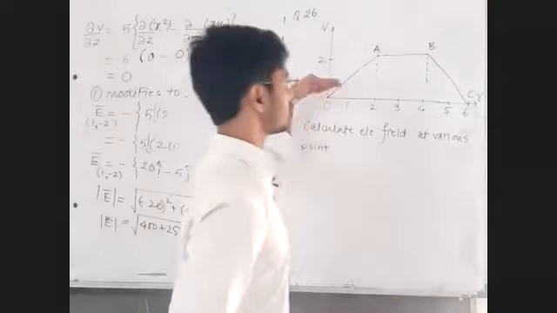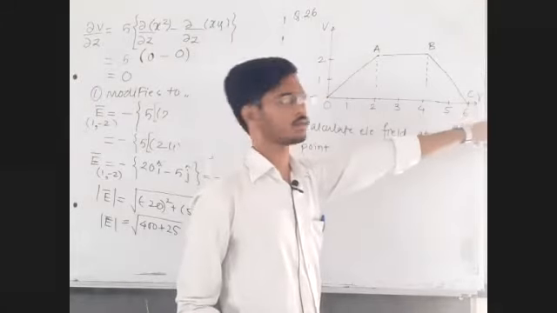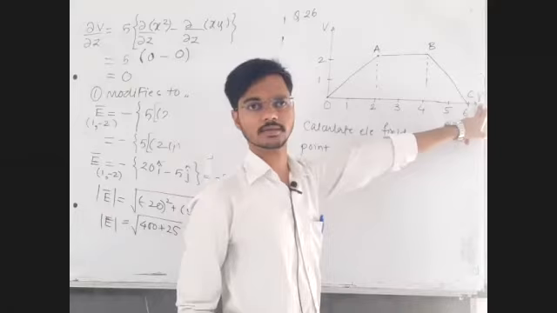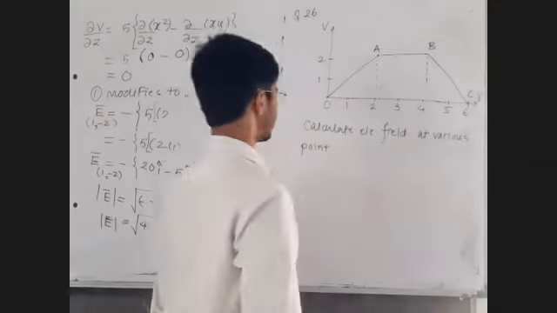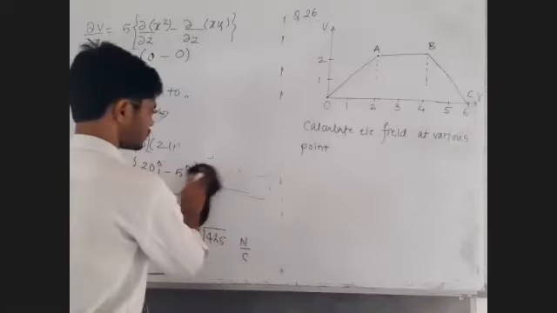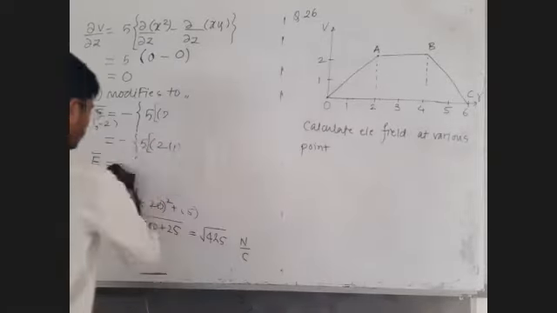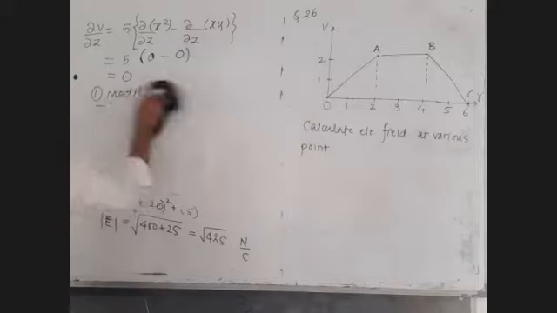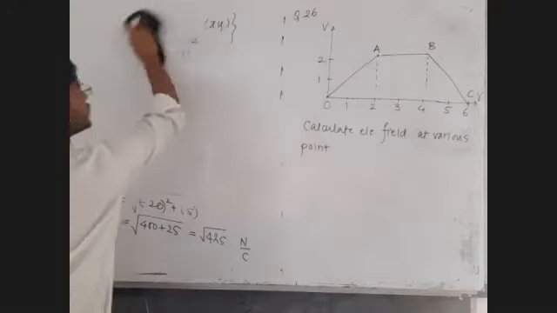Now, here we have one dimension only, that is R. That distance R is measured away from the origin. Okay, fine. Now let us try to write down the answers of electric field.